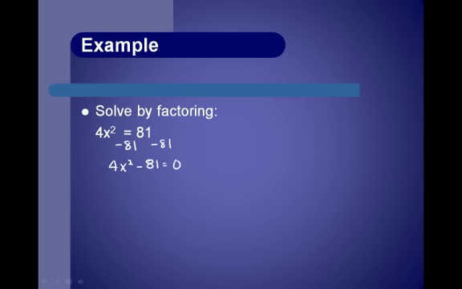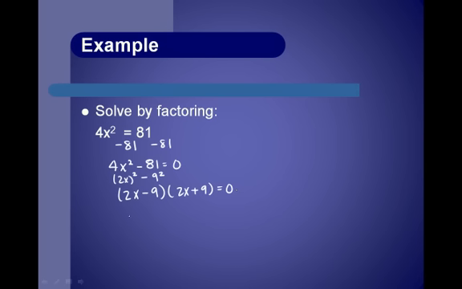Now in this case, to factor, there's not a greatest common factor. Notice there's two terms, minus in the middle. The first term is a perfect square of 2x. Second term is a perfect square of 9. So that's going to factor 2x minus 9 times 2x plus 9 equals 0.